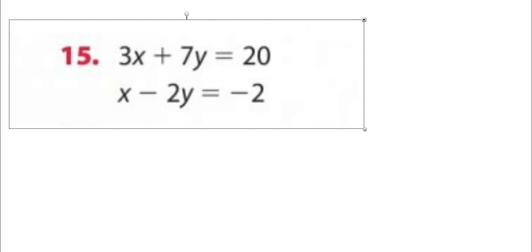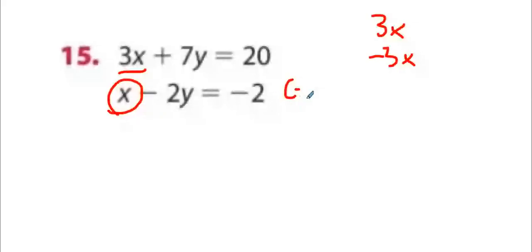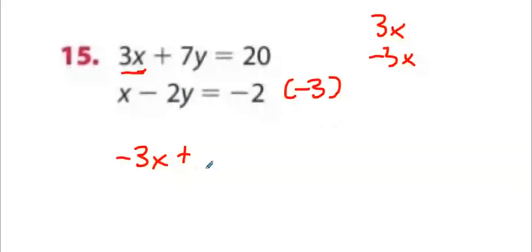Okay, here's a simultaneous equation. What I'm going to do is get rid of the x's. So see 3x, what cancels a 3x is a minus 3x. So I'm going to target this and multiply the bottom equation by minus 3. When I do that, what I'm going to get is minus 3x, minus 3 by 2y is minus 6y, and minus 3 by minus 2 equals 6.